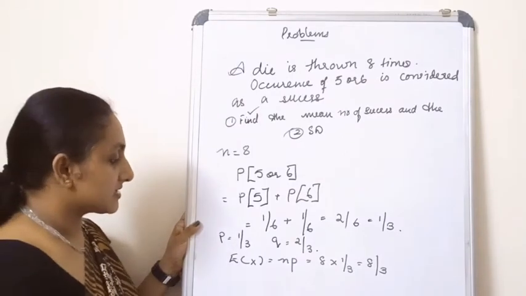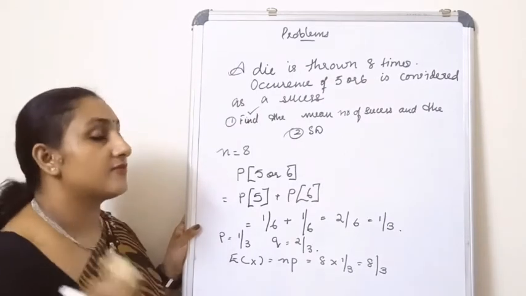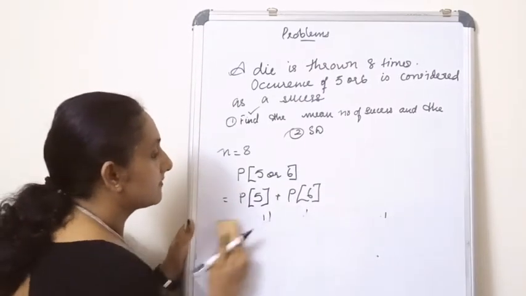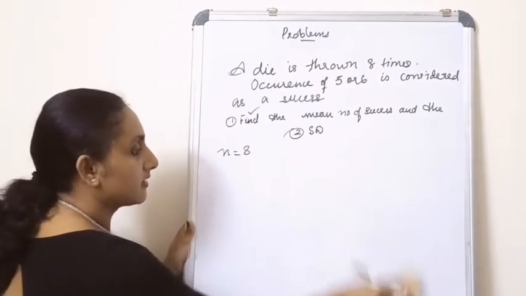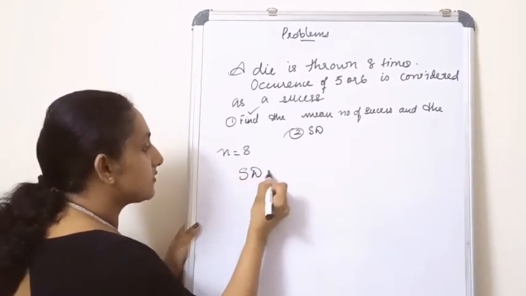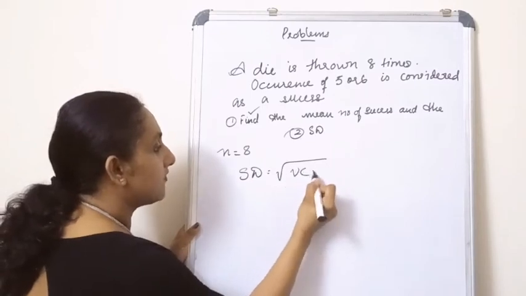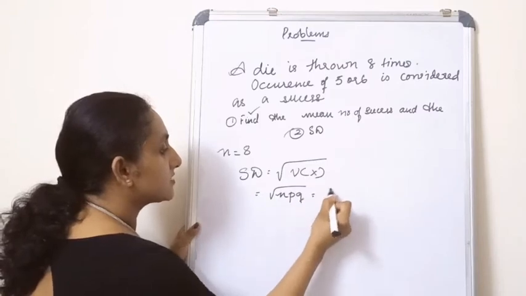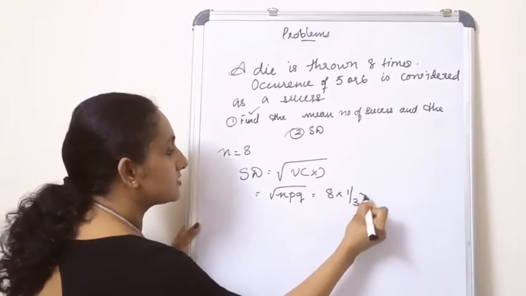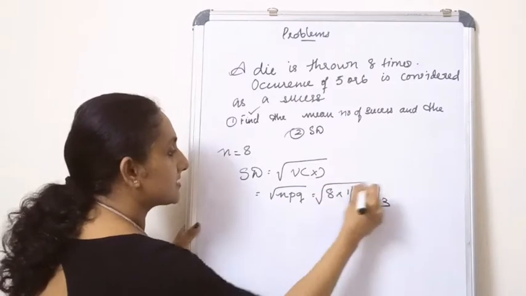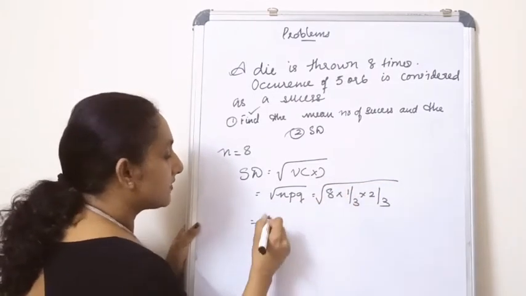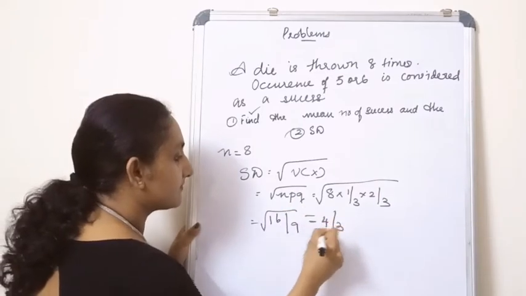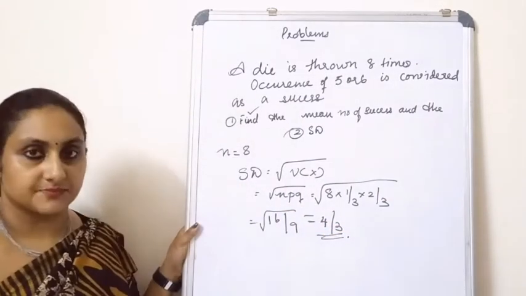Now the second part: you have to find the standard deviation. Standard deviation SD is equal to the root of variance of x, which is the root of npq, that is 8 into 1 by 3 into 2 by 3, with the root over it. Now what will you get? 16 divided by 9 under the root, which is 4 by 3. So this is the answer.